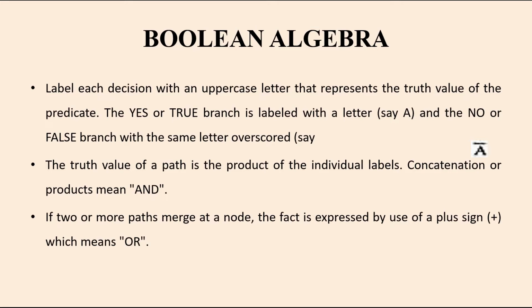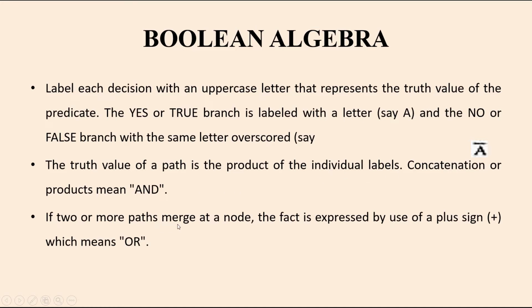Each and every decision or label can be represented by an uppercase letter here. That represents the truth value of the predicate. So the yes or true branch is labeled with A. Whenever we say the value A is true, we can represent it as A like this. And no can be represented by the overscored A, like this. So the false branch or no can be represented by using this overscored A. The truth value of the path is the product of individual labels. Concatenation or product means AND.